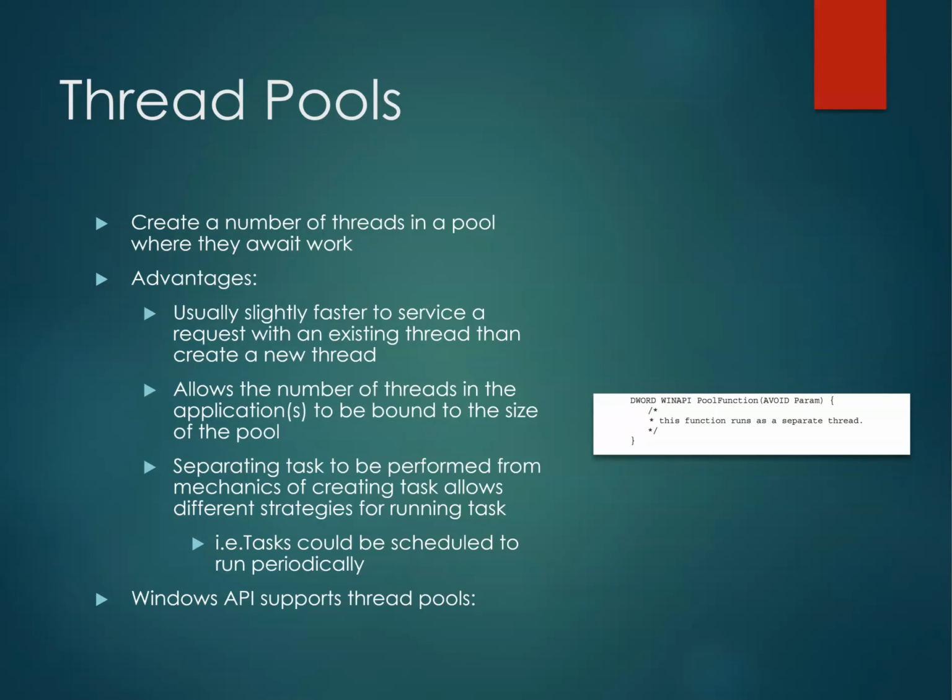A thread pool is a little different than threading. It creates a number of threads in a pool where they just wait. The advantages are it's slightly faster to service a request because we don't have to create the thread. And we can bind the number of threads in the application to the size of the pool. Separating the task to be performed from creating a task allows different strategies for running them. For example, tasks could be scheduled to run periodically. The Windows API supports thread pools, as does the .NET framework quite nicely.